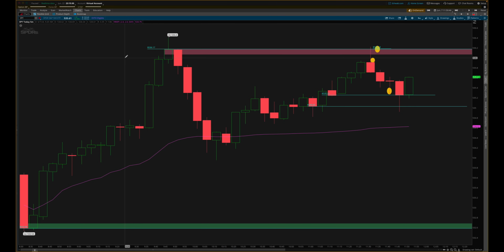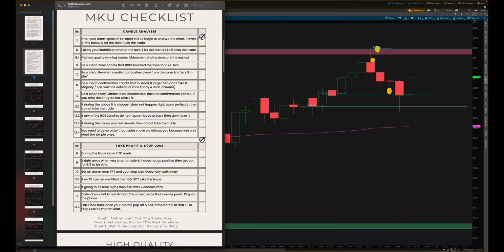You need the simple, easy, boring trades where you know when they're going to reverse. You have a clear take profit. You have a clear stop loss, and there's no anxiety at all. Those are the trades you need to take and nothing more. So that's that. Set an alarm near take profit and your stop loss and optionally walk away, as mentioned. If no take profit, don't take the trade.